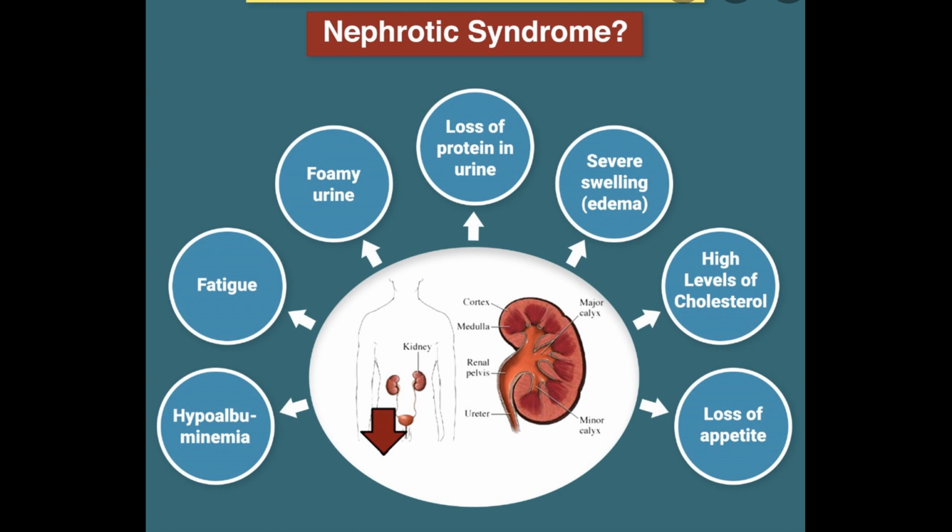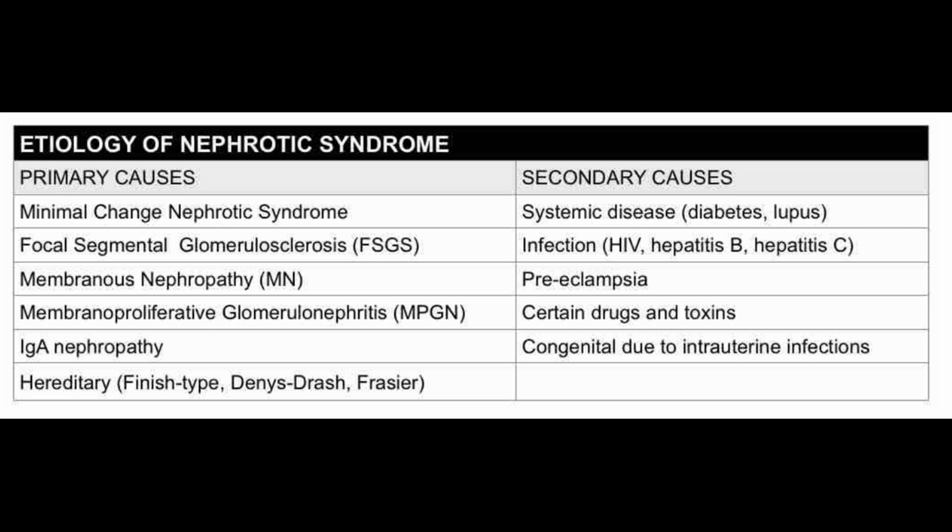Minimal change disease, a specific form of nephrotic syndrome primarily affecting children, is characterized by subtle histological changes, including podocyte effacement and fusion. This condition is often triggered by factors like upper respiratory infections or allergies and typically responds to glucocorticoid therapy.